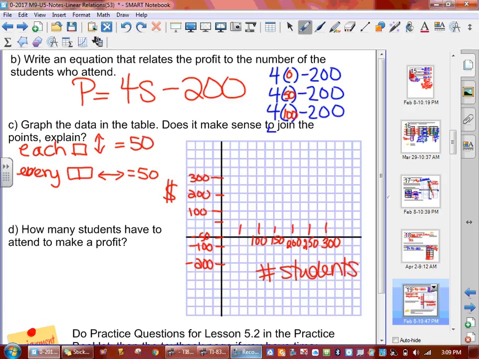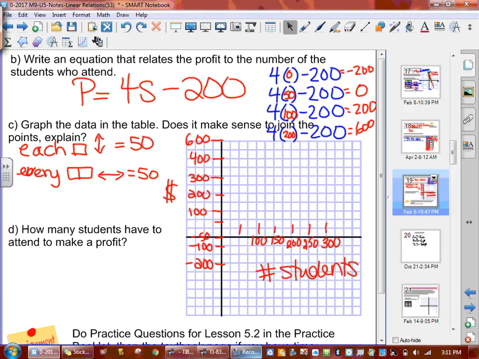Okay, so now we're going to plot the points. We find that 0 is negative 200. That means if nobody comes, I'm out the money for the DJ. It costs me $200. That's what this negative point down there is. Now, if 50 people come, I'm right on the line. If I'm right on the line, that means I'm making no money. But you made a good guess. Now, if 100 people come, I make $200. And if I've got 200 people that come, I end up at 600, way up there.